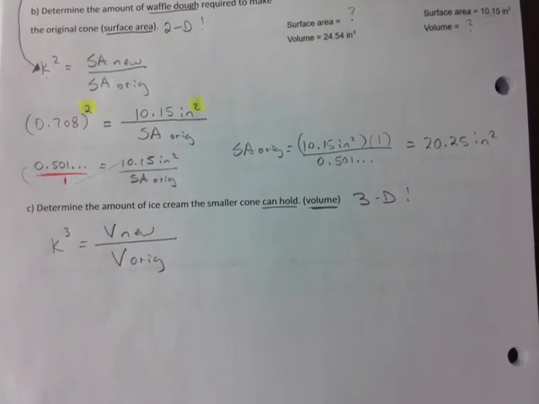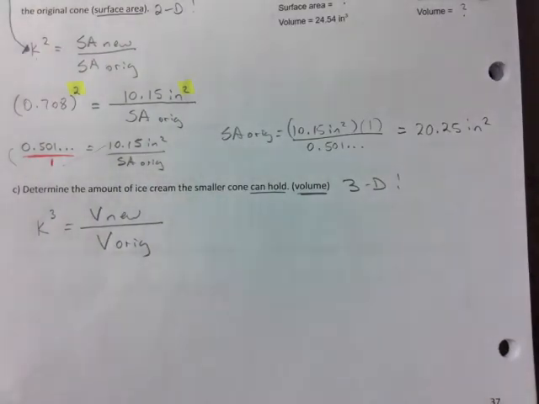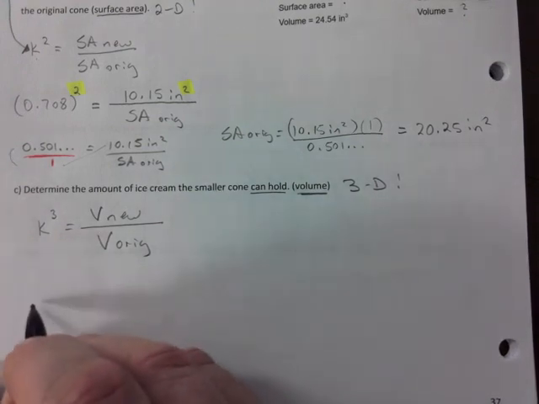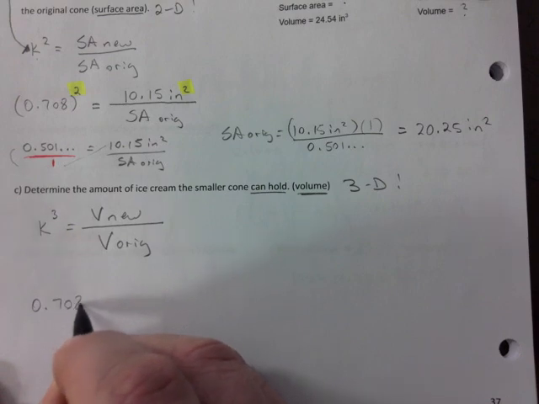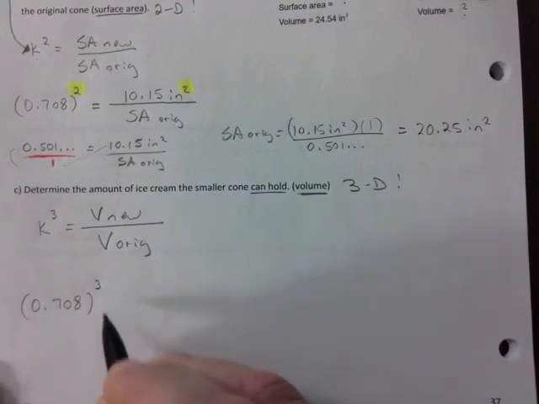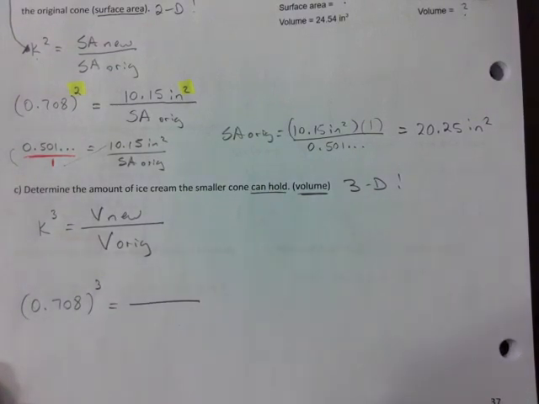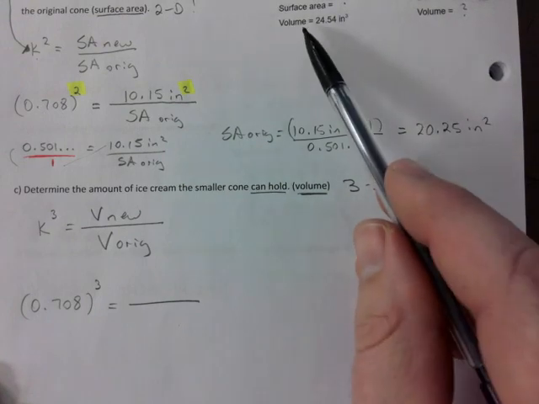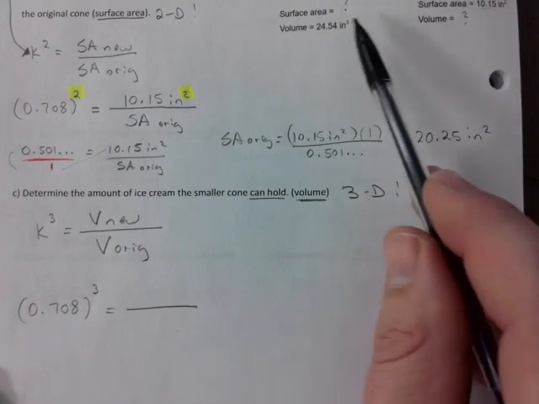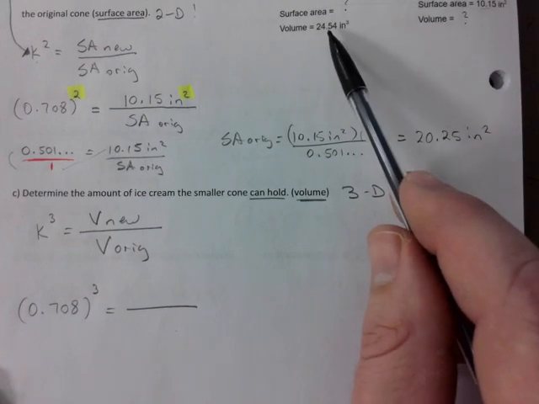By the way, once you know the scale factor, and it's still the same question, the scale factor does not change anymore. Okay, it's fixed. So we know that scale factor is 0.708 cubed. What do we know in this case? Actually, you can see the volumes here. You know the volume of the new.